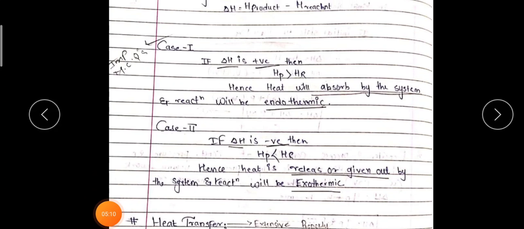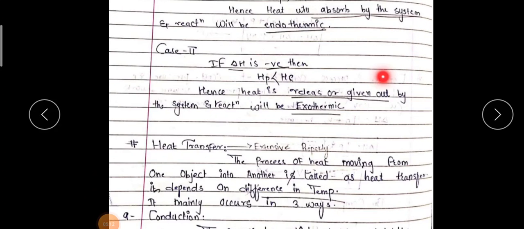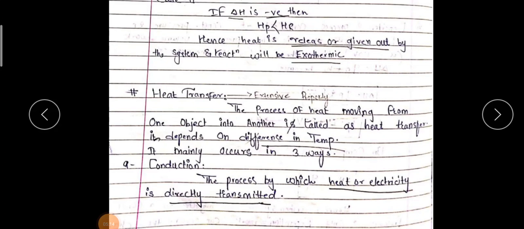Are you getting this point? Very simple. This particular enthalpy is there. Then the heat transfer, it is an extensive property. The process of the heat moving from one object into another is called heat transfer. It depends on the difference in temperature. It mainly occurs in three ways. The definition of heat transfer may come for your MCQ.